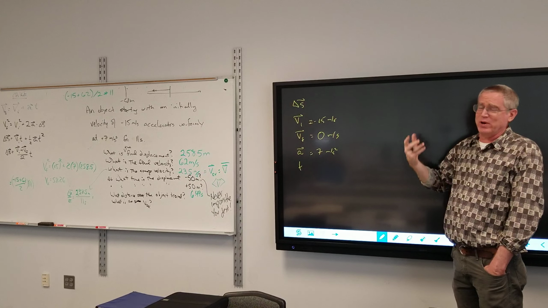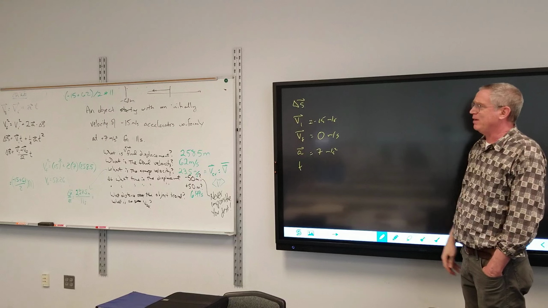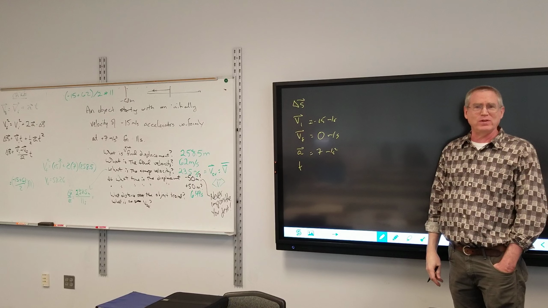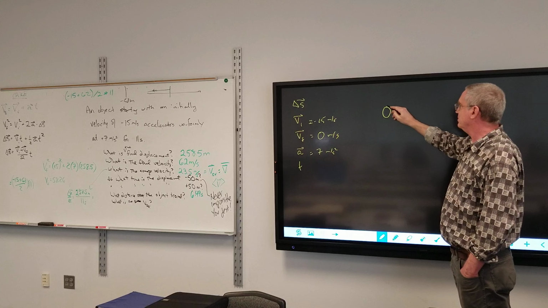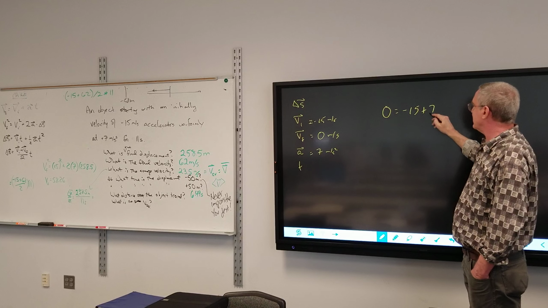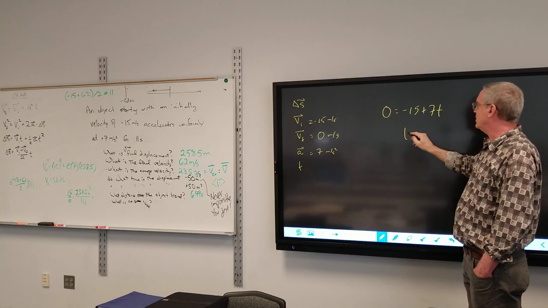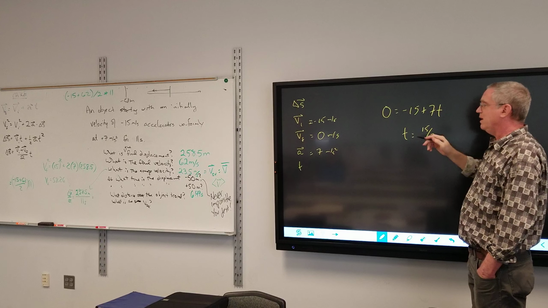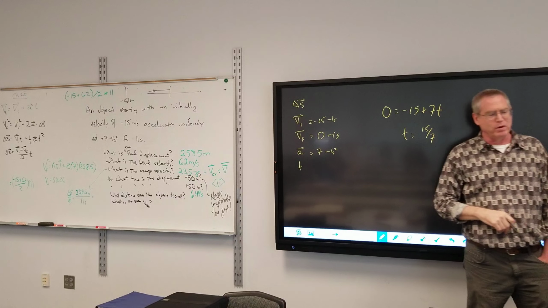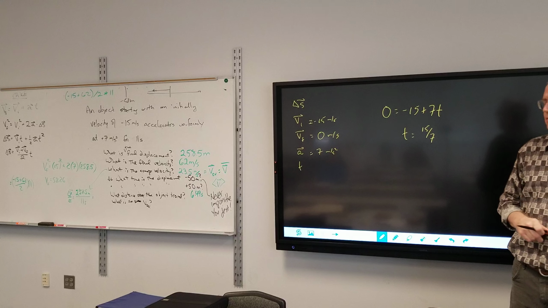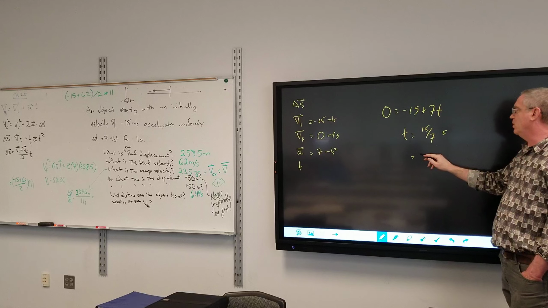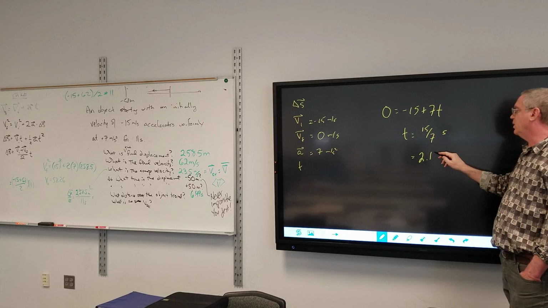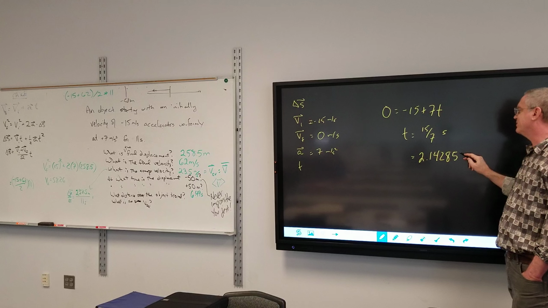Find time, I think the first equation makes the most sense. Again, if in doubt, just plug into everything and see what equations have a single variable. So I've got 0 is equal to negative 15 plus 7t. So t becomes 15 sevenths. If I had gotten negative 15/7, that would have been a warning flag that something's off. Or in decimal form, 2.142857.